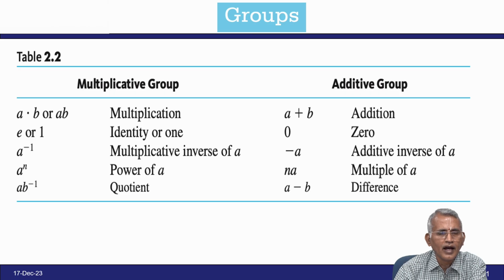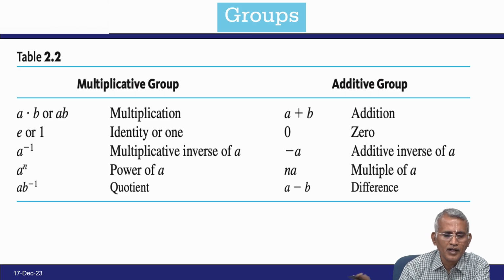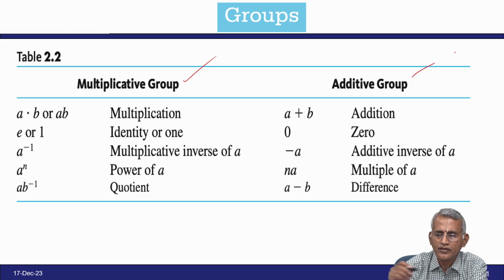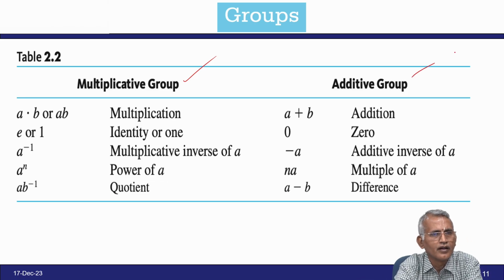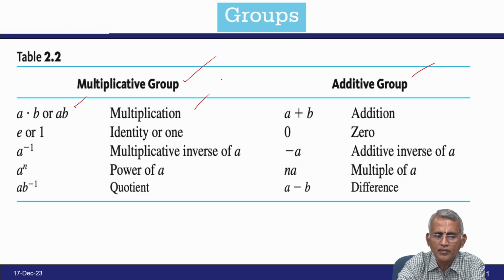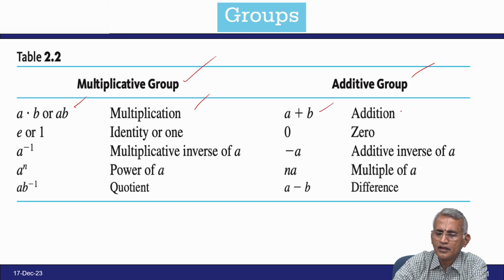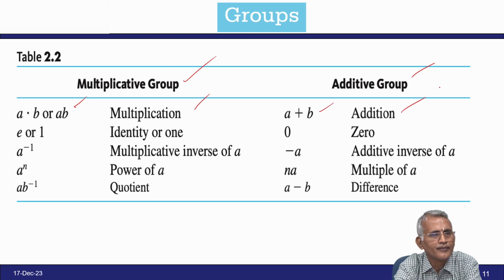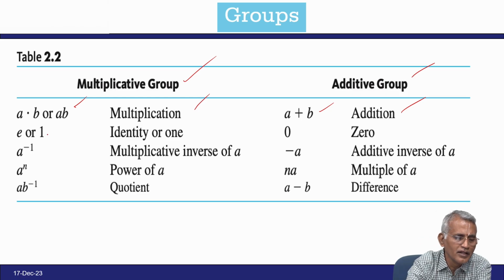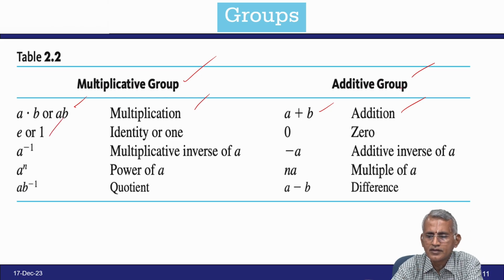Now, we have a table of multiplicative group and additive group. If A dot B or AB, you can do that, then it is called a multiplication. For addition, A plus B, we can denote it like this. For multiplicative group, we have identity is either E or 1, whereas for additive group, the identity is 0.